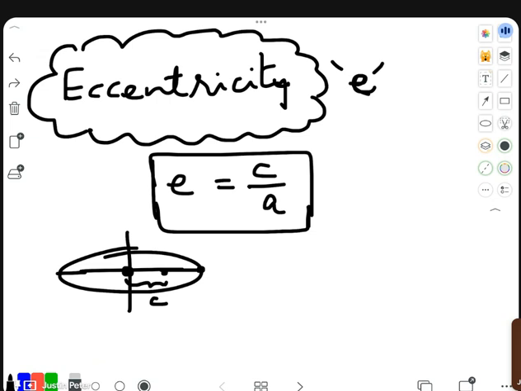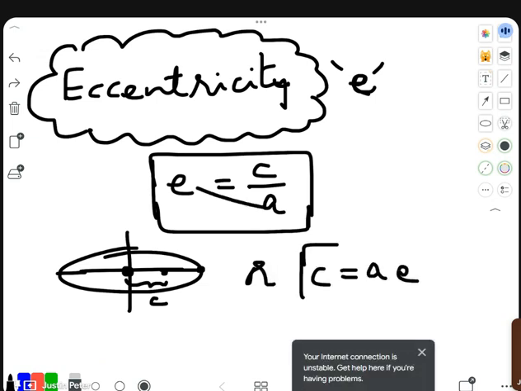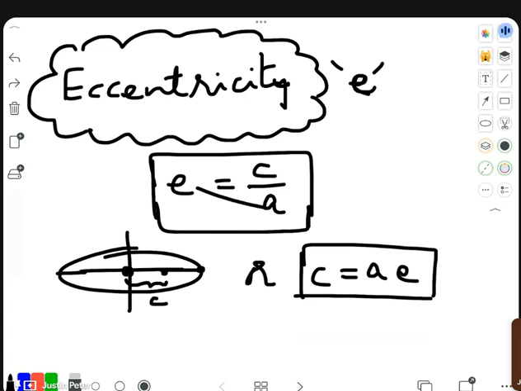It's a lot helpful for us. Or C is equal to what? C is equal to AE, A times E. So this ratio of the distances from the center to one of the foci and from the center to one of the vertices is called eccentricity.